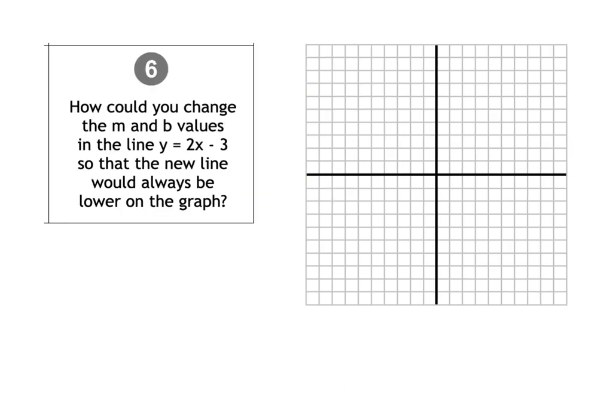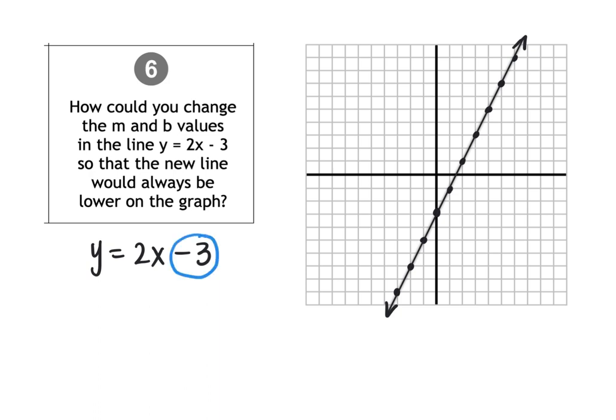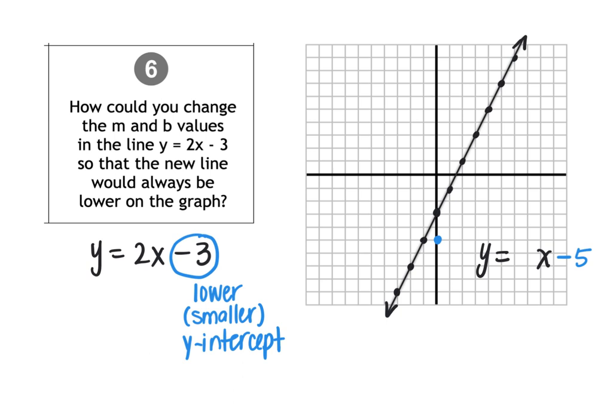Question 6 asks us how we could change the m and the b values in the line y equals 2x minus 3 so that the new line would always be lower on the graph. In order for this to happen, it would need to have a lower or a smaller y-intercept. So if our original y-intercept is -3 and we picked a smaller one, say -5, then we would have a line that began lower on the graph. For it to always be lower on the graph, the line would have to be parallel. So the slope would have to be the same, or 2 over 1. So the equation of our new line would be y equals 2x minus 5.